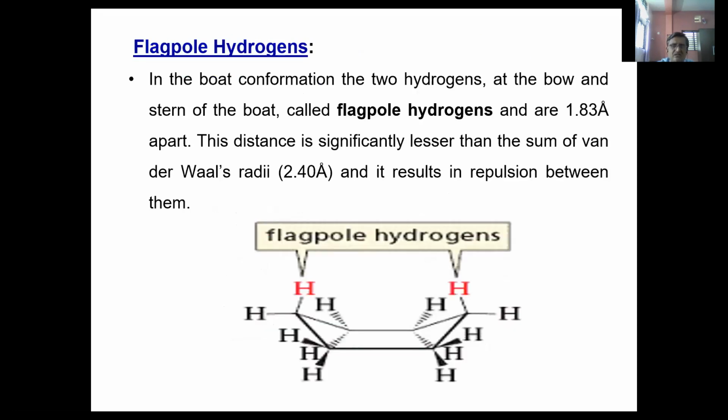So this is why flagpole hydrogen interactions will be there. Already we have seen in the boat conformation, the two hydrogens at the bow, at the highest position, the bond distance is about 1.83 angstrom. This distance is significantly lesser than the sum of the van der Waals radii, that is 2.40 angstrom. So with this, I will conclude the conformational analysis of cyclohexane.